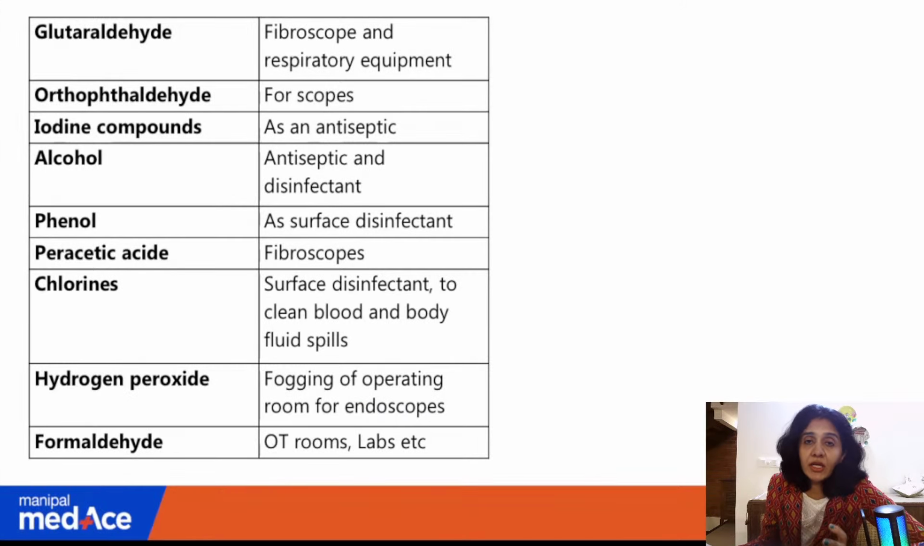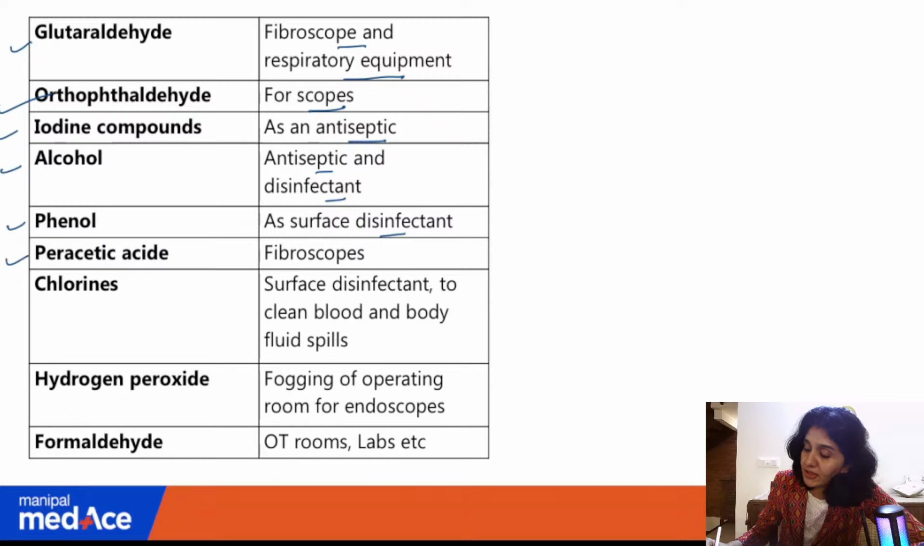So this particular table is from the app itself, right? From my notes. So let us revise the disinfectants used to disinfect the standard materials which are used in the hospital settings, right? So one is glutaraldehyde. It is used to disinfect fibroscope and respiratory equipment. Orthophthaldehyde for scopes. Iodine compounds as an antiseptic. Alcohol, antiseptic and disinfectant. Phenol as surface disinfectant. Peracetic acid, fibroscopes. Chlorines, surface disinfectant, also to clean blood and body fluid spills. Hydrogen peroxide, fogging of operating room for endoscopes. Formaldehyde is for OT rooms and labs.